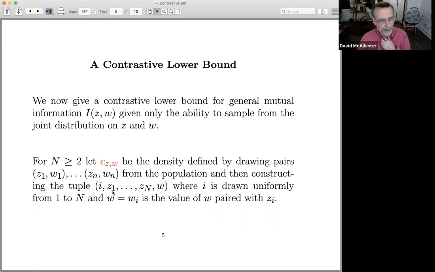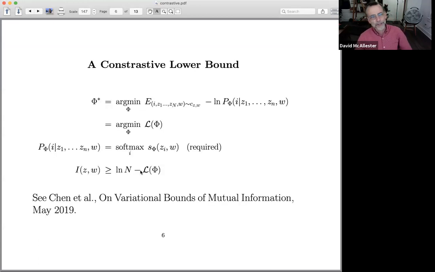We draw n pairs, we put the Z's out, we pick the W's from one of them, we don't say which one, and we ask a discriminator to tell us which of these Z's was paired with that W. And so this becomes our objective. So this is just a bound on mutual information. So I'm going to define a discriminator loss.